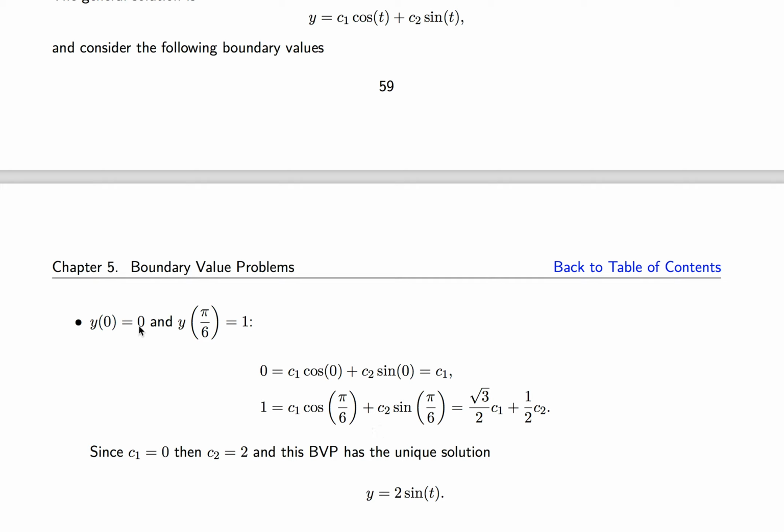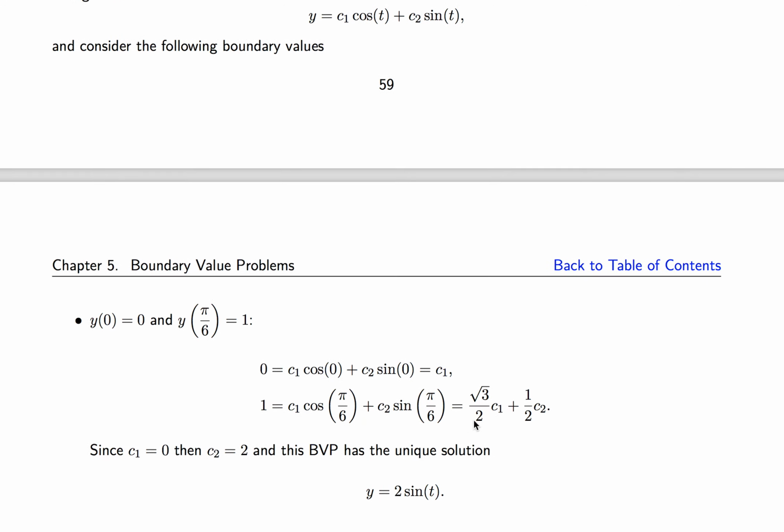Okay, so for the lower bound we've got a value of 0, so when t is 0, cos of 0 is 1, sine of 0 is 0, so therefore c1 must be equal to 0. And on the upper bound case we have a value of 1 at the upper bound, and t is pi over 6. Okay, so cos of pi over 6 is root 3 over 2, sine of pi over 6 is 1/2. So since we already know that c1 is 0, c2 must be equal to 2. So we have the unique solution, y equals 0 cos t plus 2 sine t.